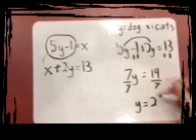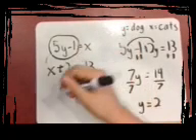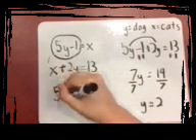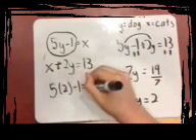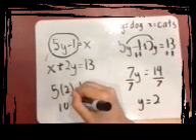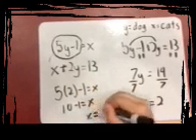Then to find x, you substitute y in for one of these. So I'm going to do the top one. So 5 times 2 minus 1 equals x. So it's 10 minus 1 equals x. X equals 9.